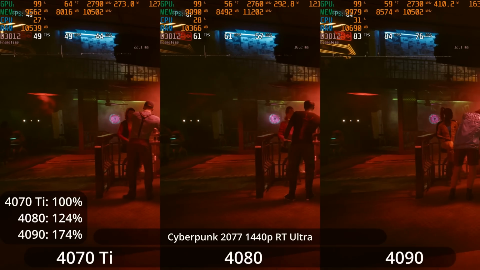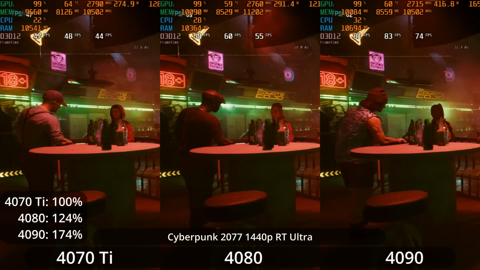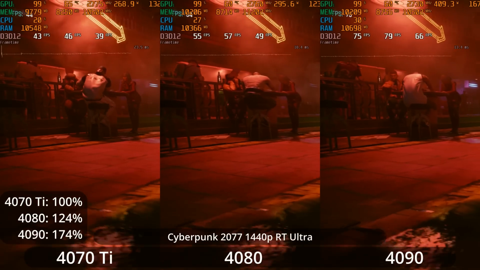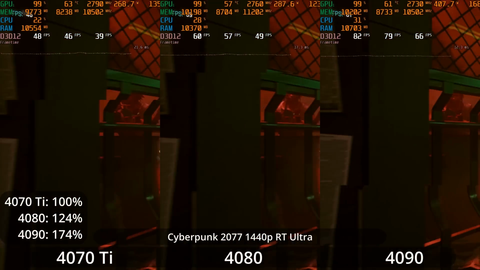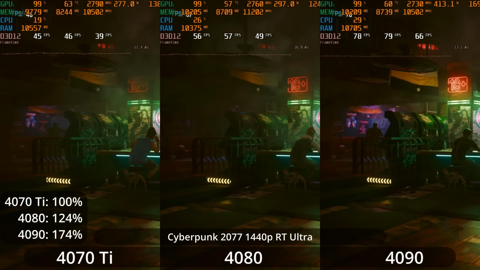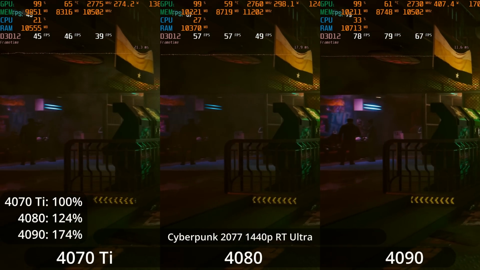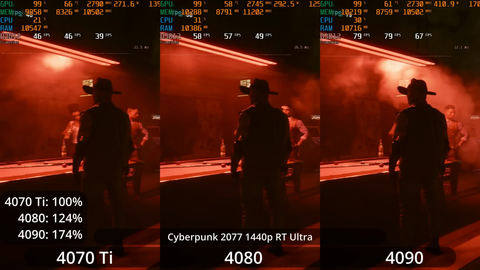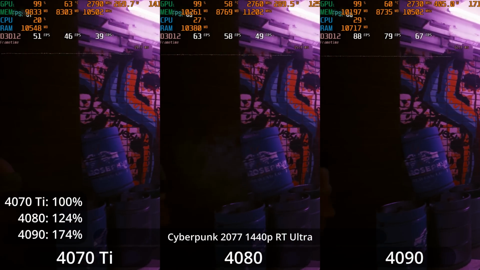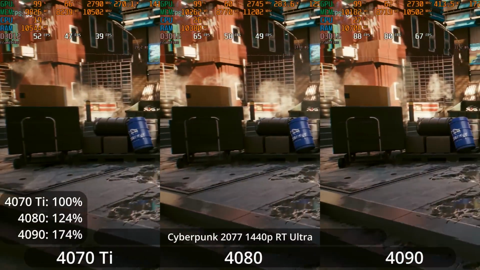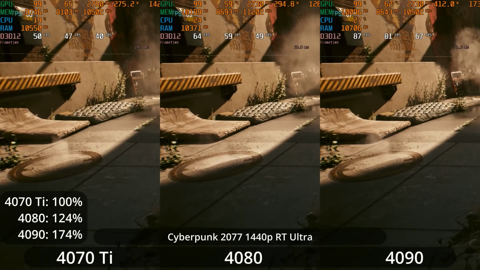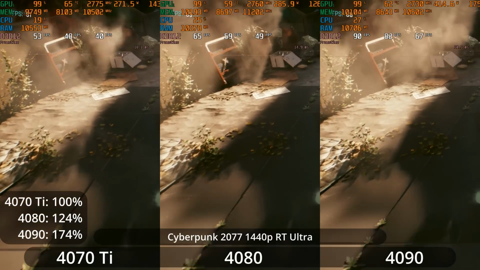By kicking on the ray tracing to its maximum settings, we can now see the 4090 stretching its lead to 74% faster than the 4070 Ti, and the 4080 to 24% faster. Now, with these maxed out ray tracing settings, we can see that the 4070 Ti at the native 1440p resolution is not going to be able to just max out any game if you're talking ray tracing and hold over 60 frames per second. You could play the game at these settings, but I think a lot of people would prefer to either turn down the ray tracing or to use upscaling.